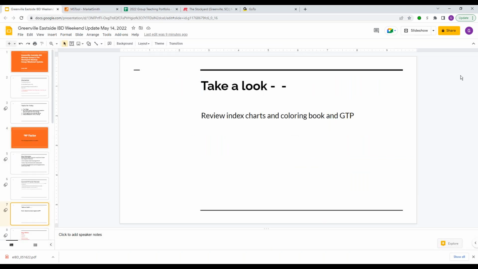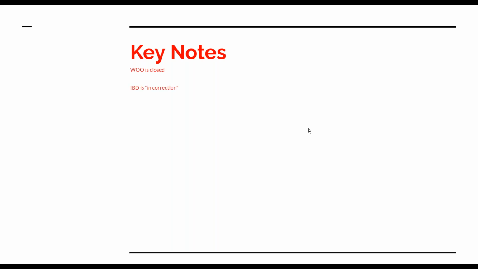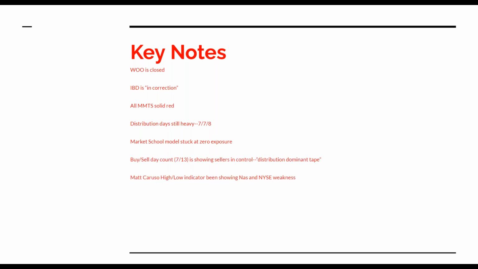So let's go back over here. Covered all that. Just some of the negatives. Window of opportunity still closed. IBD's in correction. Everything in the MMTS trend lines in my coloring book are red. Heavy distribution days, 7 on the NASDAQ, 7 on the S&P 500, 8 on the Dow. Market school model 0, we looked at that. Still a distribution dominant tape. High-low indicators weak. Had rally days this week.